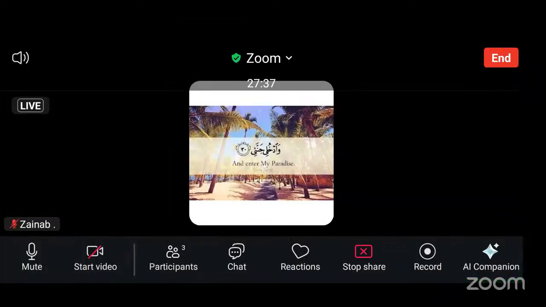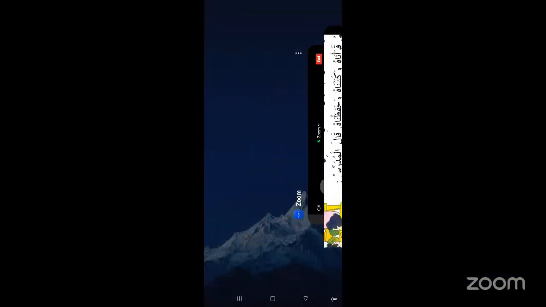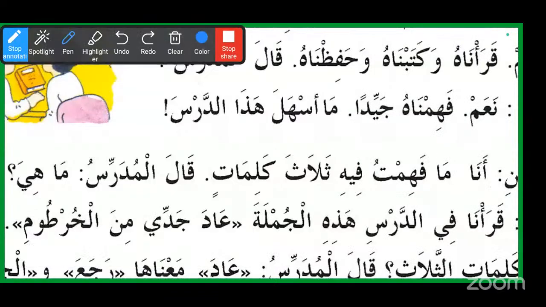So here in these sentences, we have got ma ta'ajjub. Like when you say ma ashala hadha dars.